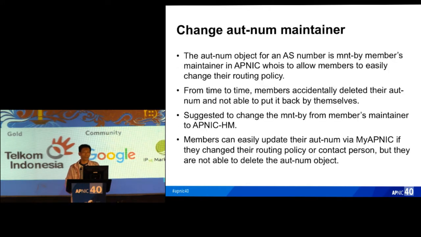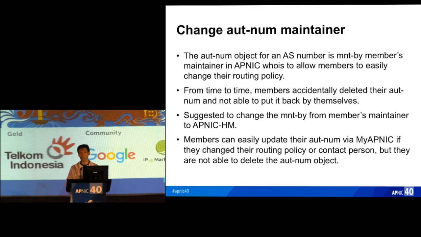Moving on, the second item I want to talk about is changing the maintainer of the inetnum. Currently, the inetnum and AS number objects are managed by our members' maintainer, which allows people to easily modify the routing policy. In the past, updating Whois was not that easy. You could use email, send to auto-dbm, and such things. So to allow people to update the object easily, we put the members' maintainer into it.